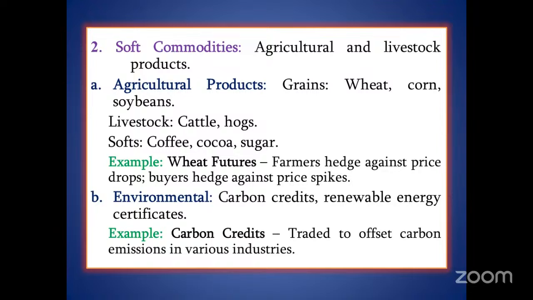And for example, wheat futures: farmers hedge against price drops, and buyers hedge against price spikes.